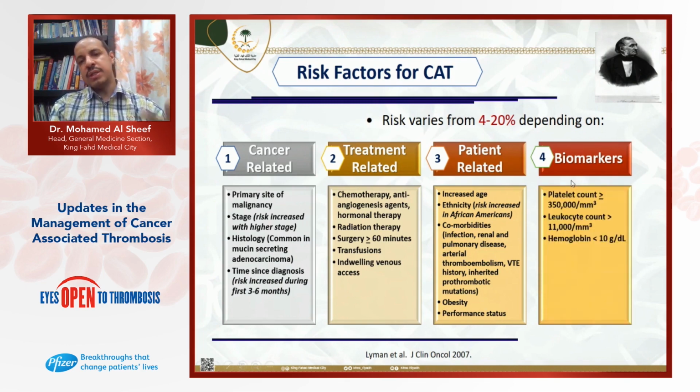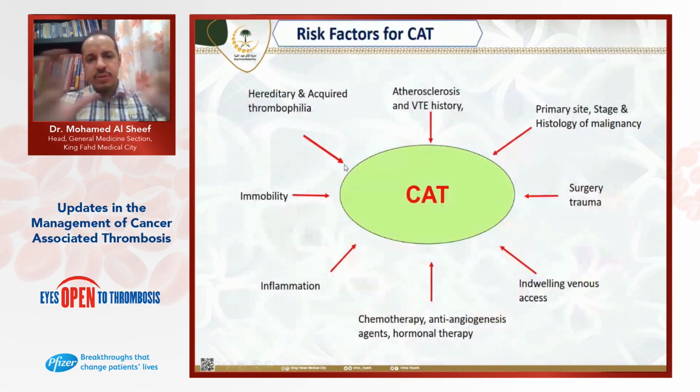So these biomarkers are used in clinical prediction models for prognosis of cancer-associated thrombosis. A platelet count of more than 350 is a risk factor for CAT, as is a leukocyte count of more than 11,000, and anemia with hemoglobin less than 10. It's the score we call the Khorana score. So this is just to put it in a nice model.